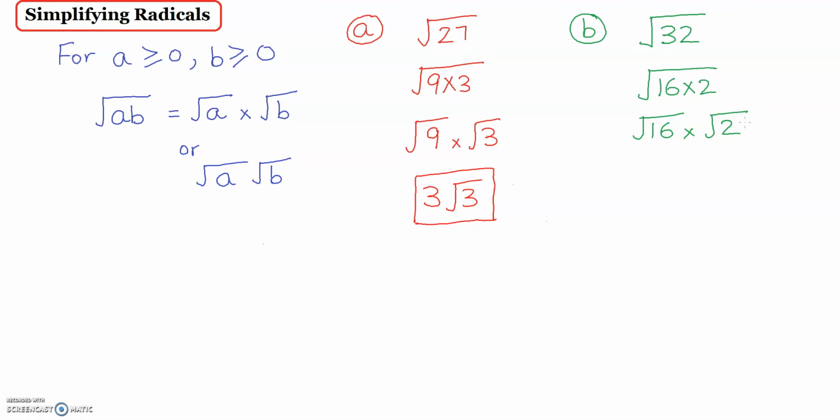First radical must be the perfect square, and we know that 16 is a perfect square. Evaluate the perfect square. Square root of 16 is 4. Therefore, I can write 4 square root of 2. And that's the answer for square root of 32, which is 4 square root of 2.